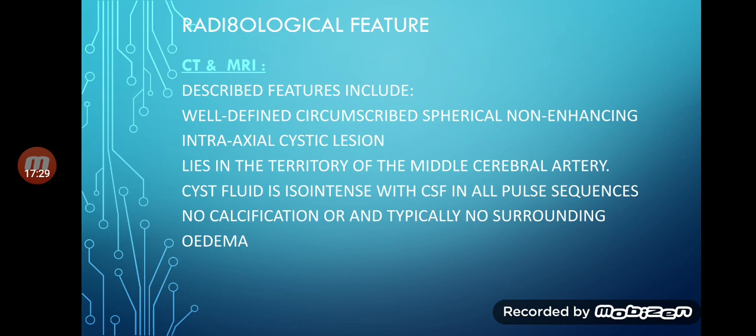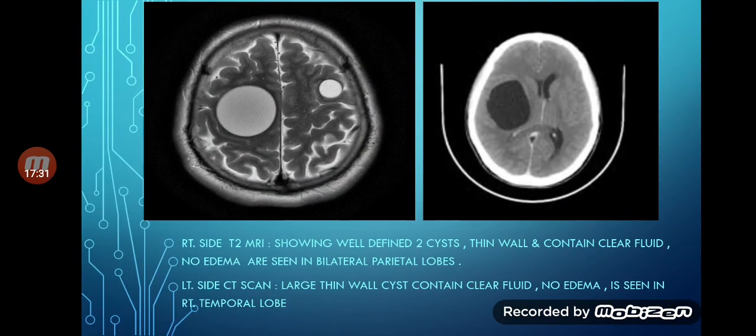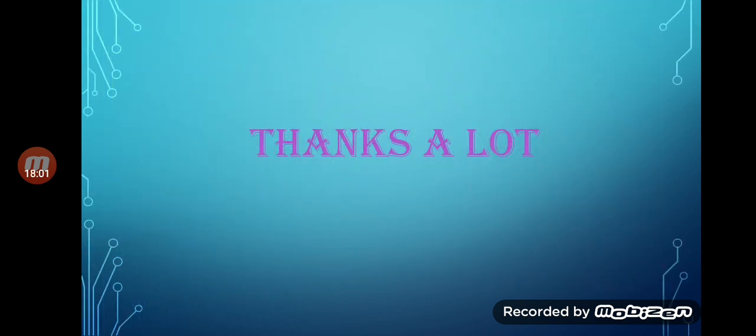Radiologically, looking at this image, left side T2-weighted MRI, right side brain CT scan. As we can see, there is a well-defined, round, thin-walled cyst containing clear fluid. There is no edema, just mass effect, causing compression because of the volume, but no edema and no enhancement. Okay, these are the features of hydatid cyst. And thank you for your patience.